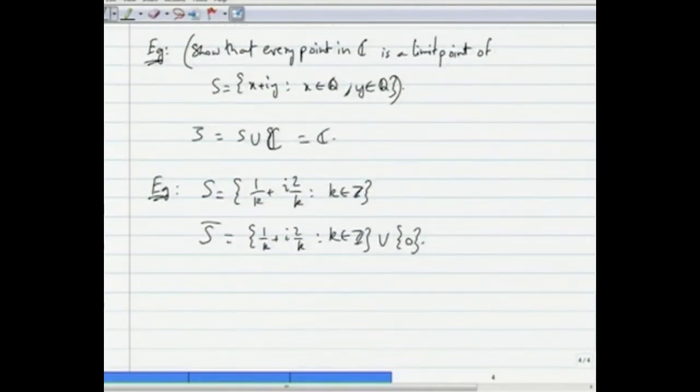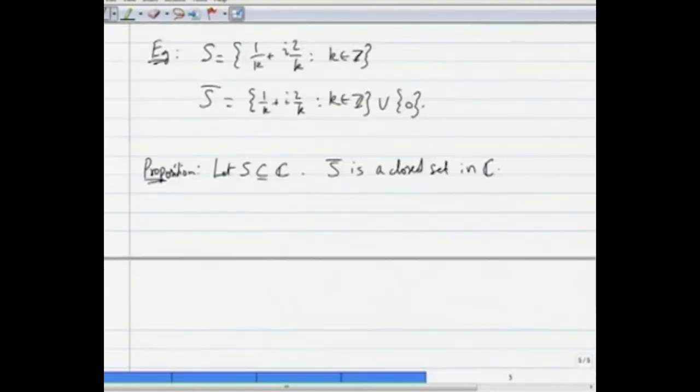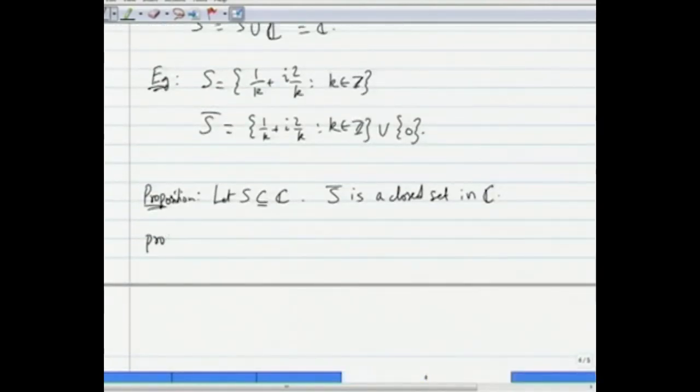All right. So, those are some examples, and we immediately want to show the following proposition: let S contained in C be a subset. Then S closure is a closed set in C. Recall, by closed set we mean the complement is open. So, what we want to show is that the complement of S closure is open. So, let z belong to the complement of S closure.